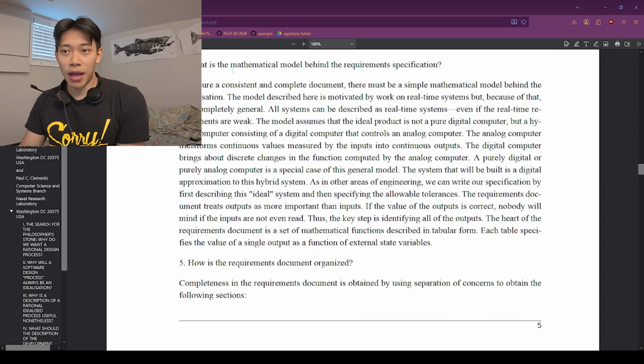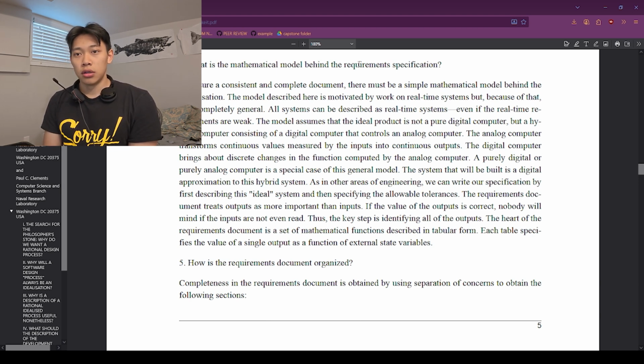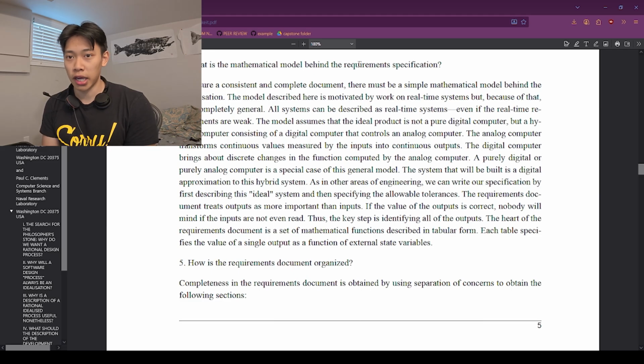4. What is the mathematical model behind the requirements specification? To assure a consistent and complete document, there must be a simple mathematical model behind that organization. The model described here is motivated by work on real-time systems, but because of that, it is completely general. All systems can be described as real-time systems, even if the real-time requirements are weak.